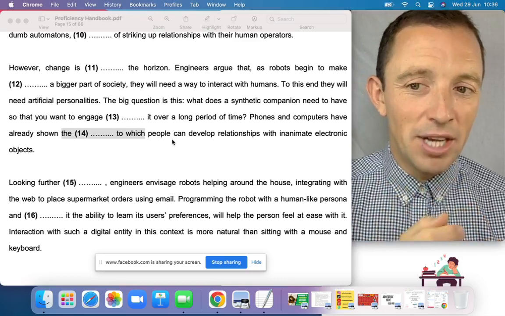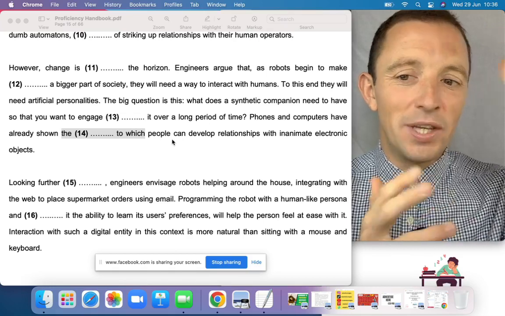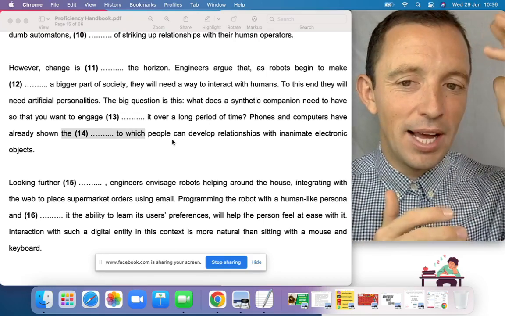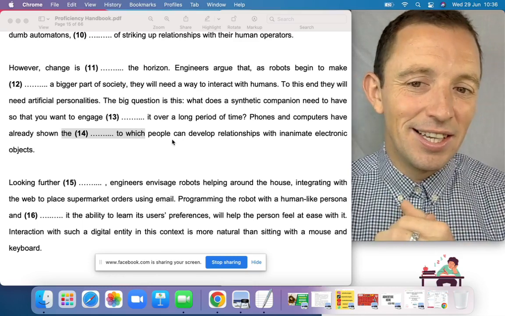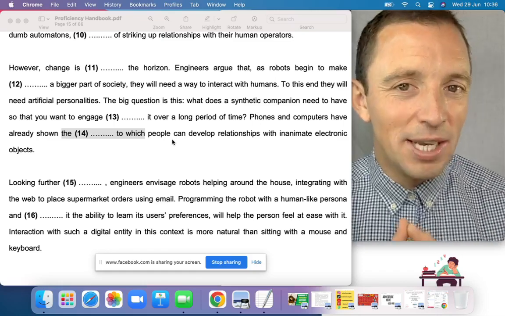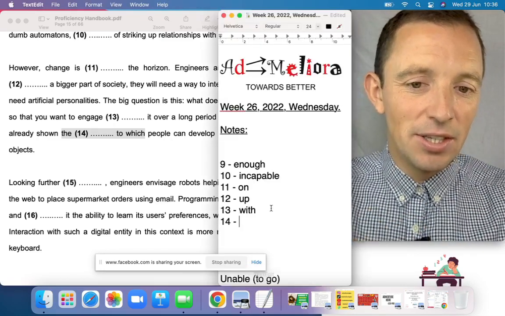And phones and computers have already shown the level to which people can develop relationships with electronic objects. So it's a synonym for level, and extent is more comfortable, but it would be similar to the level. Okay, so number 14 is the extent to which.